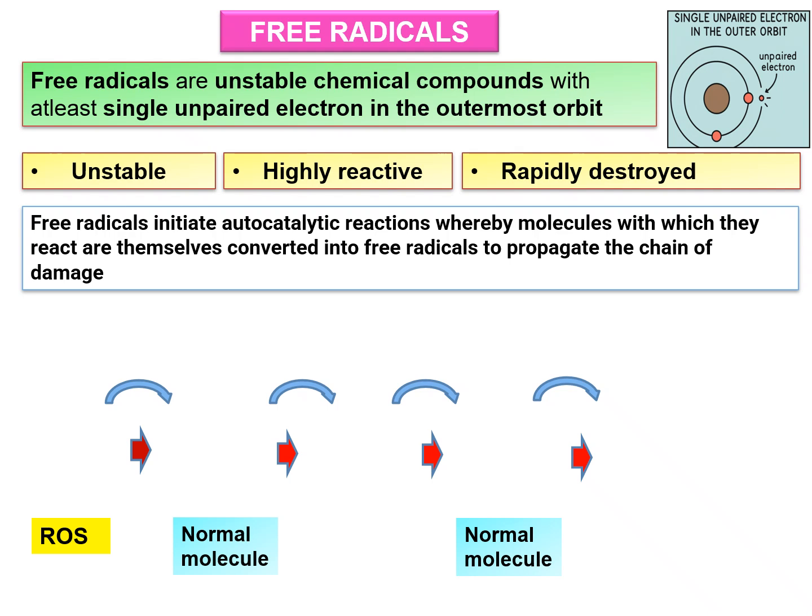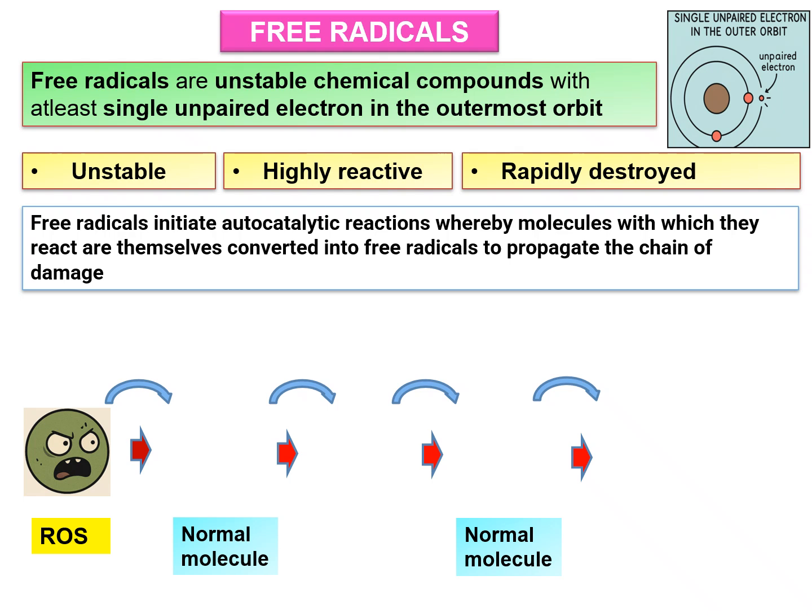Because of this unpaired electron, these free radicals initiate autocatalytic reactions whereby the molecules with which they react are themselves converted into free radicals to propagate the chain of damage. So they initiate autocatalytic reactions. It's confusing, so let me give an example.